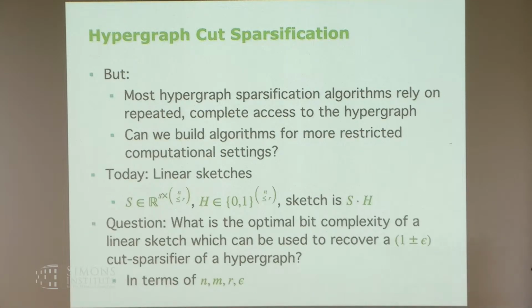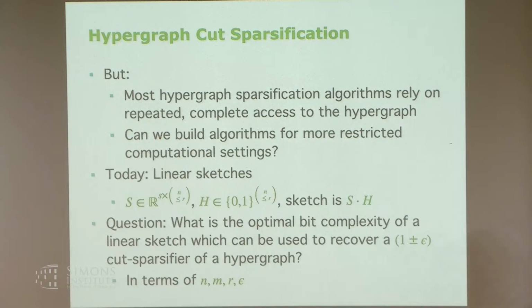But one pitfall of a lot of these algorithms, as in the CKN20 paper for computing these cut sparsifiers of hypergraphs, is that they relied on a very strong notion of access to the hypergraph. In particular, they were using repeated complete access to all of the hyperedges in the hypergraph when computing sampling rates. And this means that in very many natural computational settings, such as streaming algorithms or the MPC model, these algorithms don't translate into anything too meaningful.